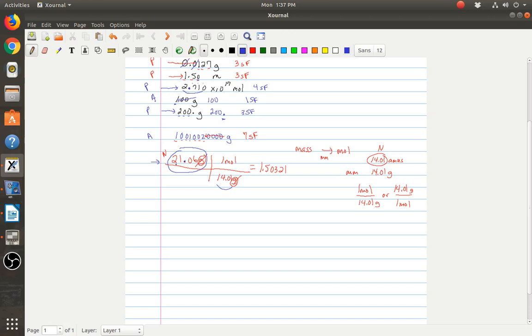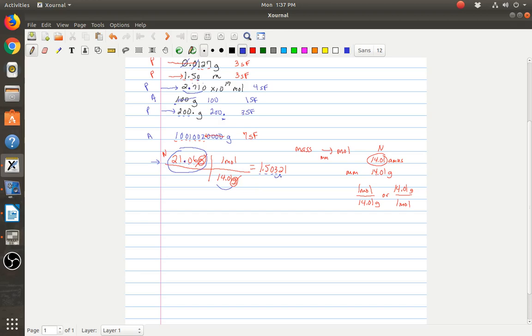It has 1, 2, 3, 4 sig figs. So I need 4 sig figs in my answer: 1, 2, 3, 4. That's because we're multiplying and dividing. When we multiply and divide, we count the number of significant figures. Remember, the rules are different for adding and subtracting. So I need 4 significant figures.